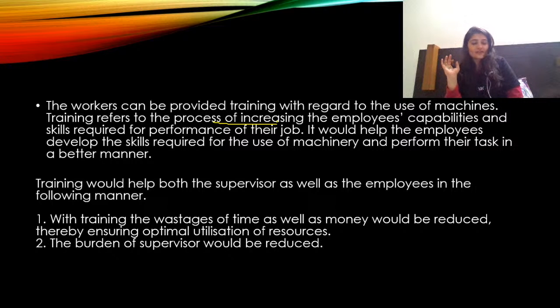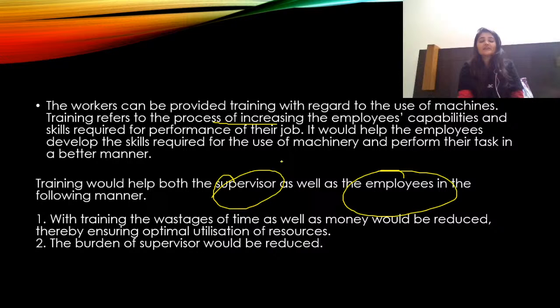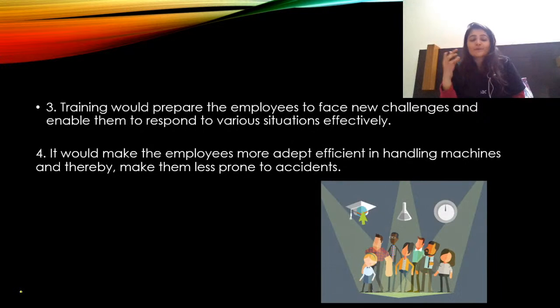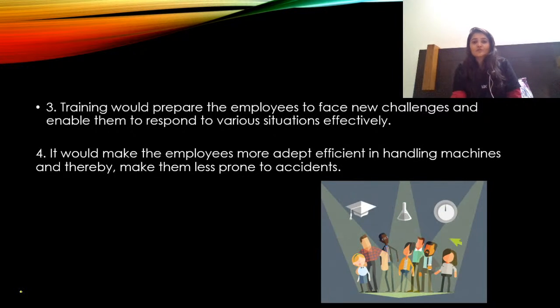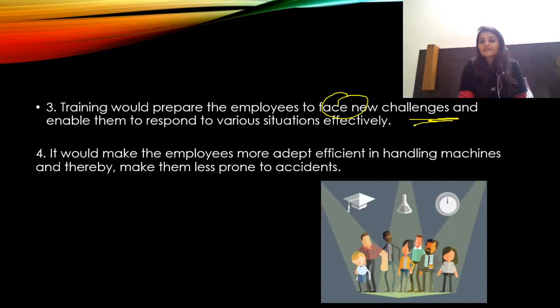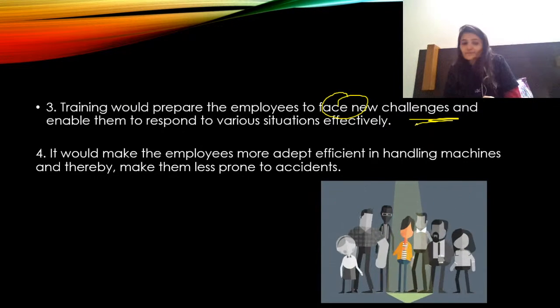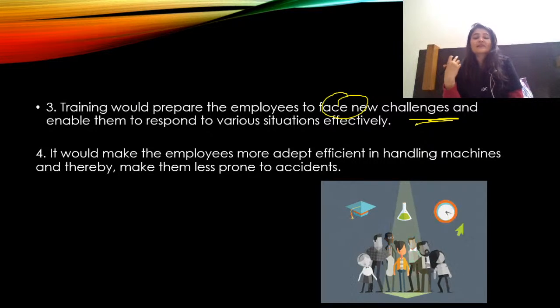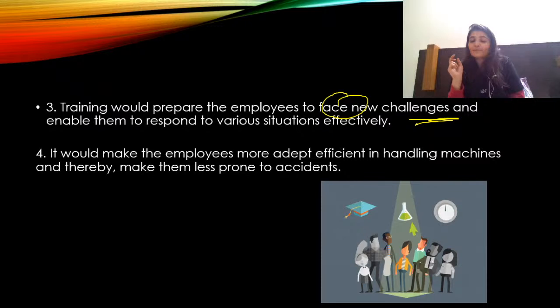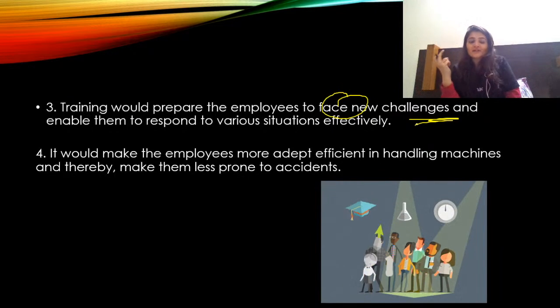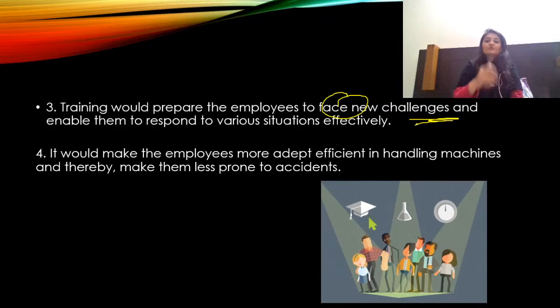in a better manner. Okay, so training would help both the supervisor, दोनों supervisor को भी help करेगा, as well as employee in the following manner. With training, the wastage of time as well as money would be reduced, thereby ensuring the optimum utilization of the resources. The burden of the supervisor would be reduced. Okay, so training would prepare the employee to face the new challenge. Training क्या करता है, ताकि आप लोग new challenge को face कर सके, trained करता है. Okay, so enable them to respond to various situations effectively. It would make the employee more adept and efficient in handling machines and thereby make them less prone to accidents.